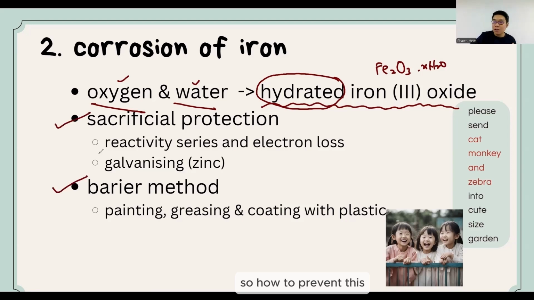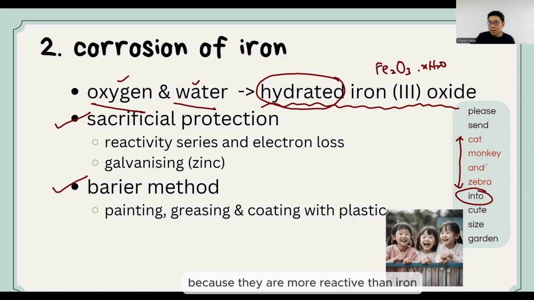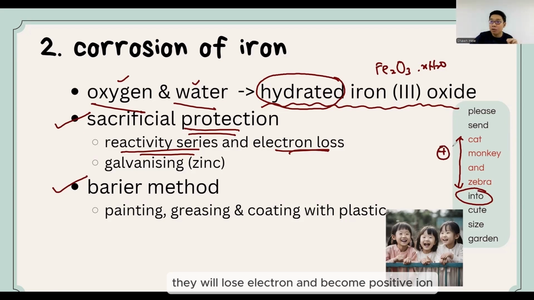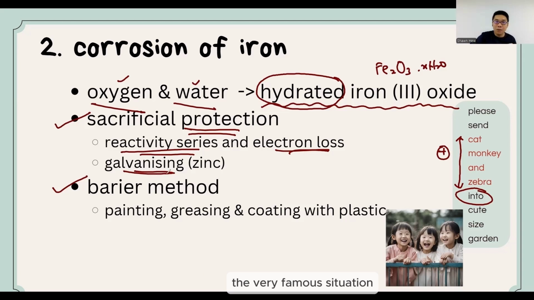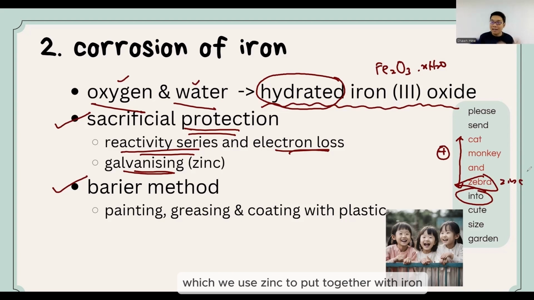So how to prevent this? The first method is called sacrificial protection. We have something that can protect iron because it is more reactive than iron, so it will oxidize instead of iron. It will lose electrons and become a positive ion, so it will oxidize. Iron will not get oxidized. That's why iron is safe from rusting. The very famous example is galvanizing, where we use zinc together with iron, so zinc will protect iron from rusting. This method we call galvanizing.